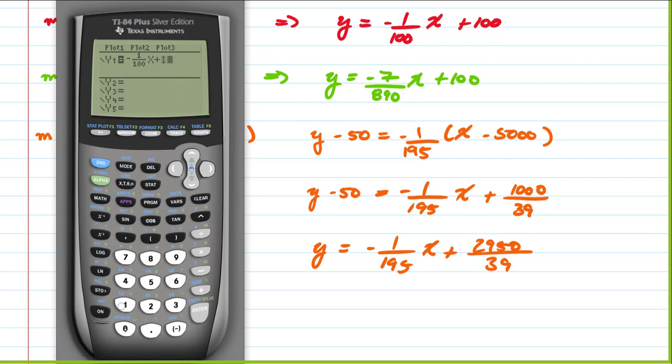X plus 100. Our second one is negative 7 over 890 X plus 100. And lastly, we have negative 1 over 195 X plus 2950 over 39.